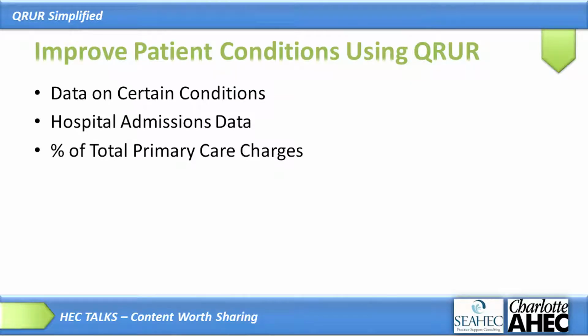So you have your QRUR and you know you can't change what you did for the specified performance period. Now what? You use the report to improve care and manage certain conditions. Data on certain conditions can be used to identify patients who may benefit from chronic illness management. Hospital admissions data can help you dig deeper to find out why those under your TIN did not receive follow-up care. You can improve care conditions using the percent of total primary care charges data.